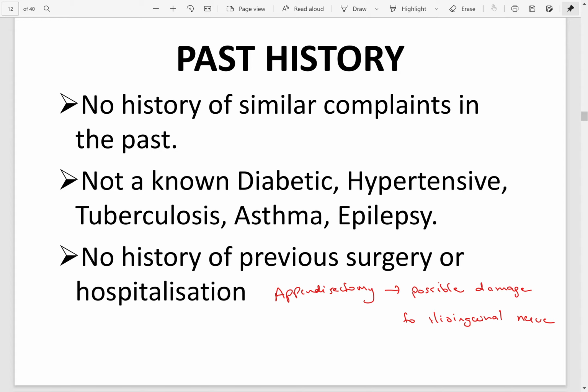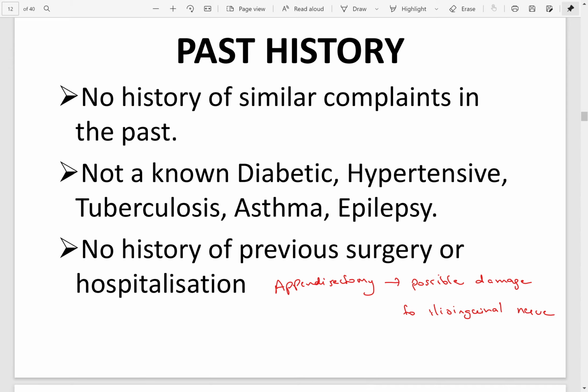In case it's a case of recurrent hernia, then this history becomes important. Then diabetic, hypertensive, TB, asthma, epilepsy, all these we ask for general surgery purpose. And then no history of previous surgery or hospitalization. There are few surgeries which you need to know in case of hernia. For example, in case of appendicectomy, there might be possible damage to the ilioinguinal nerve, which will again cause a hernia. So the ilioinguinal nerve is the motor supply to the conjoint tendon, or the transversus abdominis and the internal oblique. So if that is cut, then these two muscles are weakened and you can have an indirect hernia. So that's something which you need to know.